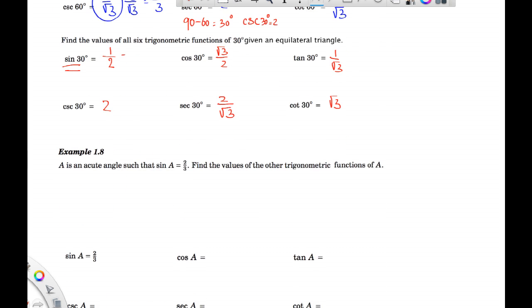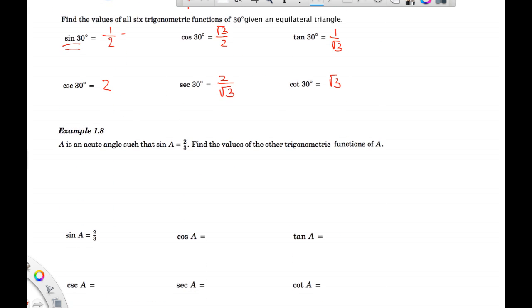Alright, last one. A is an acute angle, so that the sine of A is 2 over 3. We need to find the other values. Now the easiest one is this one. We can just flip it, right? Sine is reciprocal with the cosecant.